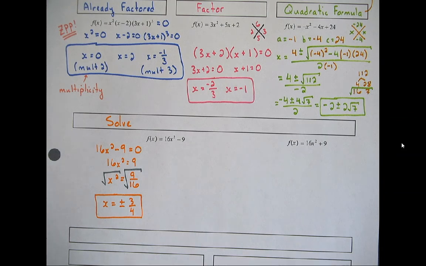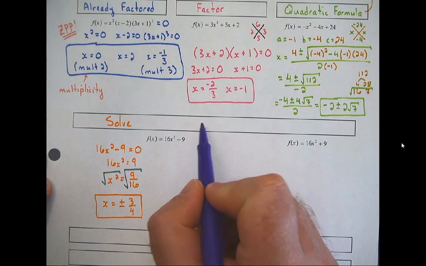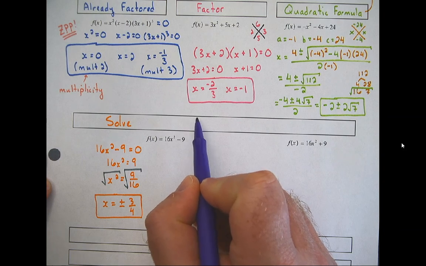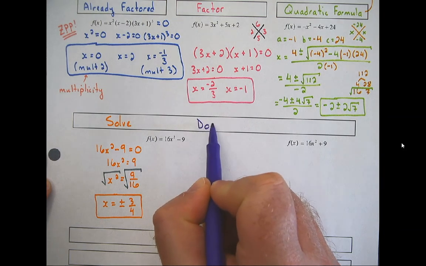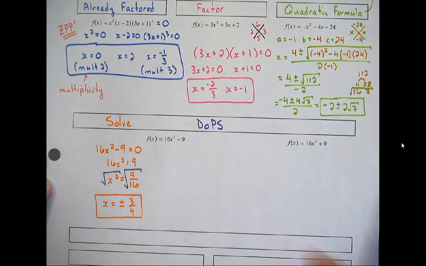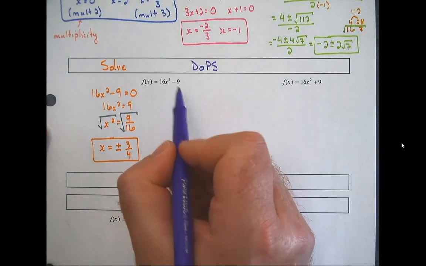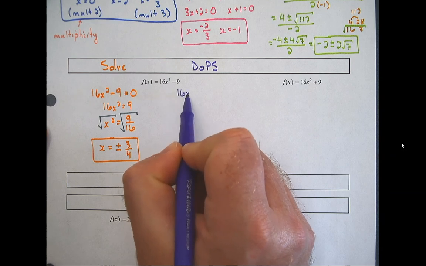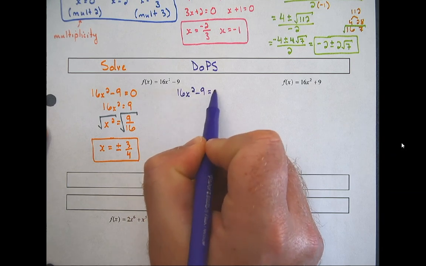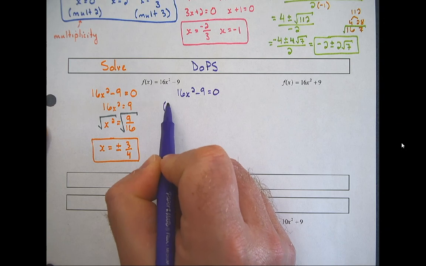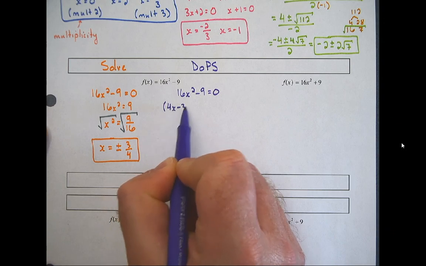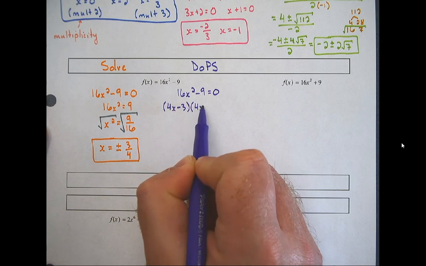But in this special case, you'll notice that 16 and 9 are special numbers. What do we call those numbers? Call those numbers perfect squares. So you could also solve this using our method called dopes, difference of perfect squares. So when I take my 16x squared minus 9 equals 0, I can factor that into 4x minus 3 and 4x plus 3.